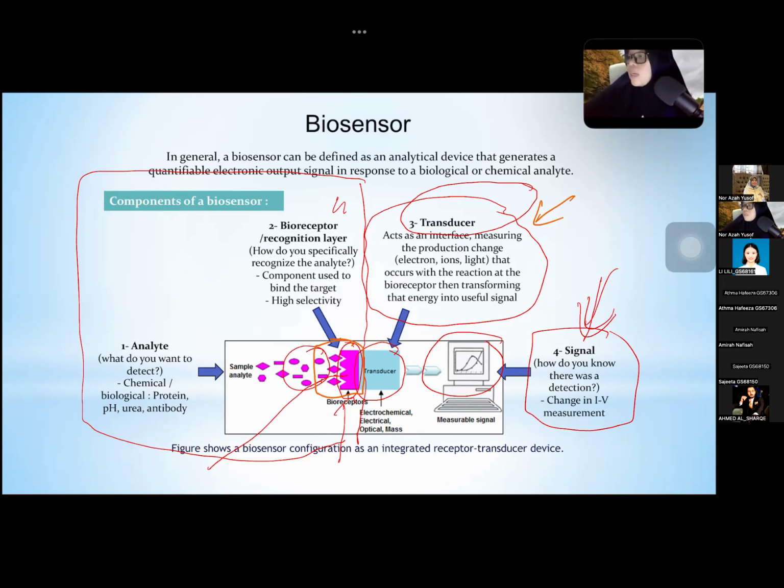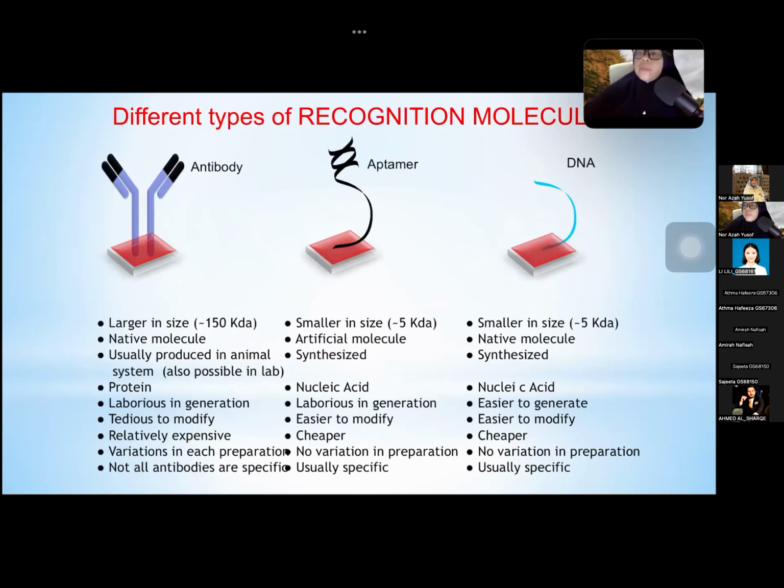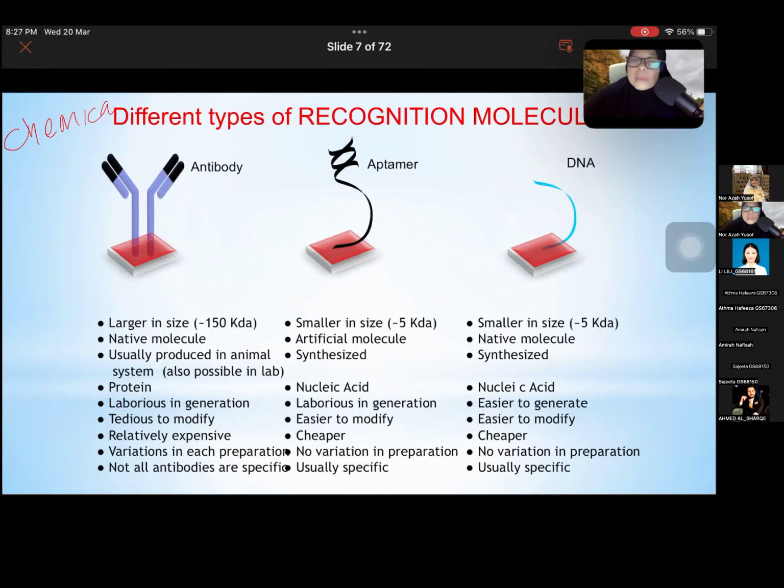So I'm going to the last part of today's lecture, which is the receptors. Okay. So I'm going to focus on some basic information on the bioreceptors. Okay. So as I mentioned, we have chemical, okay, and biochemical. So chemical reagents, there are a lot.